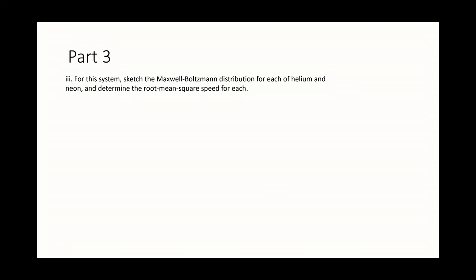The final part of this question revolves around determining the Maxwell-Boltzmann distribution for both helium and neon in this system. This also includes the calculation of their root mean square speeds. So we can determine 3 different speeds for the Maxwell-Boltzmann distribution, as it's a graph of the number of molecules against their speeds. These 3 speeds are the maximum speed, the mean speed, and the root mean square speed.